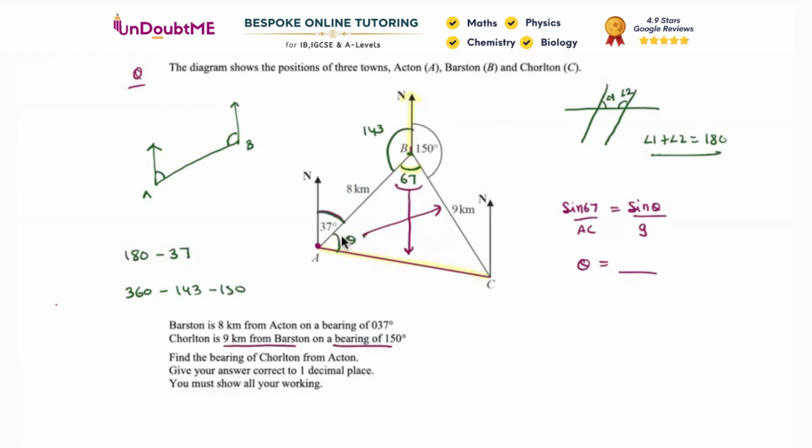For cosine rule, there's a simple thing. If I need this side, AC, then I must have the other two sides and the angle between those two sides. If I have any other angle, it is of no use. So I can use cosine rule in that, and I'll write AC square is equal to 8 square plus 9 square minus 2 times 8 times 9 times cos 67.